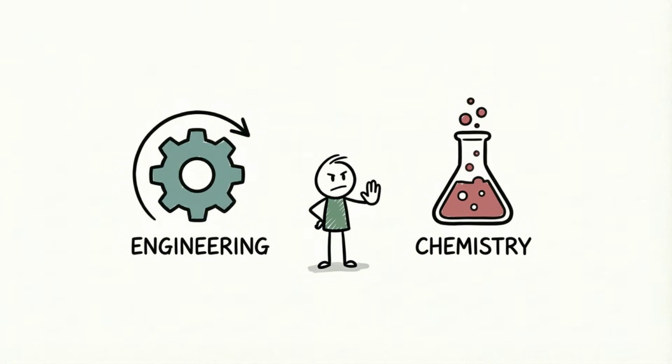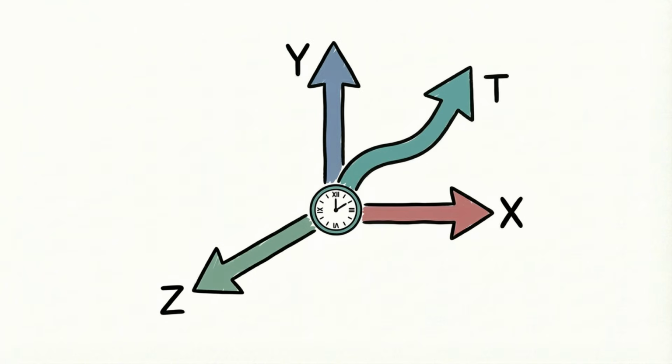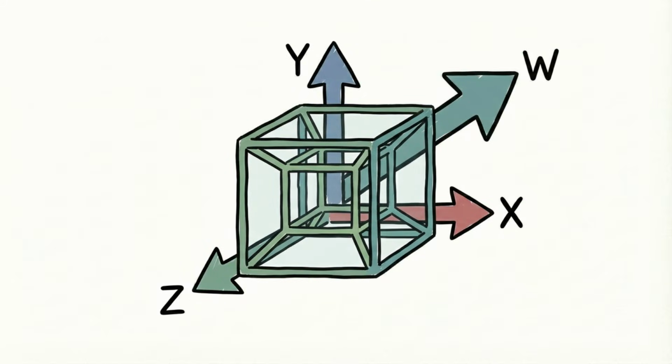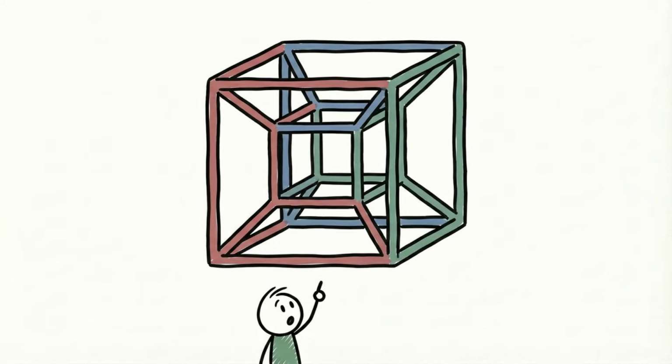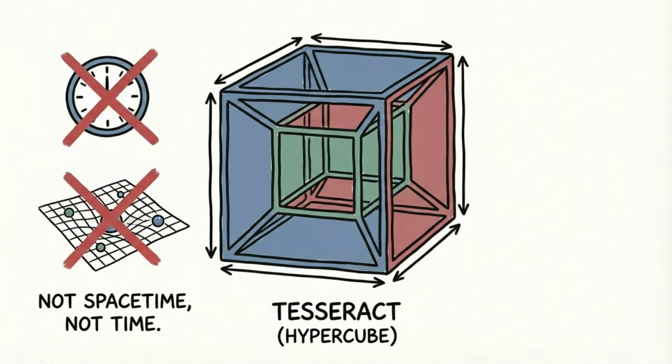And just to avoid a very common confusion, in relativity, people often call time the 4th dimension. That is a different idea. In this video, we are talking about a 4th spatial dimension, like the one used for tesseracts and hypercubes, not time as part of space-time.